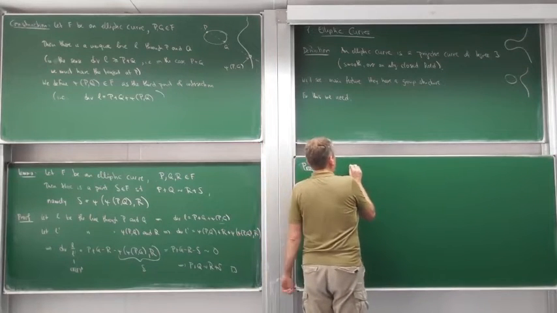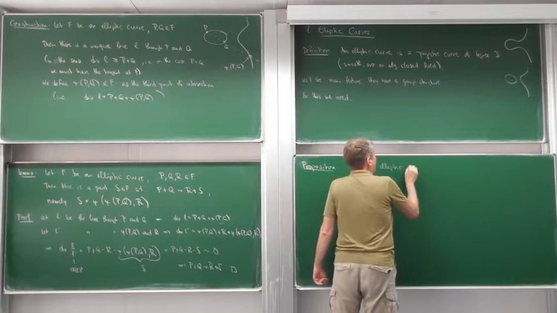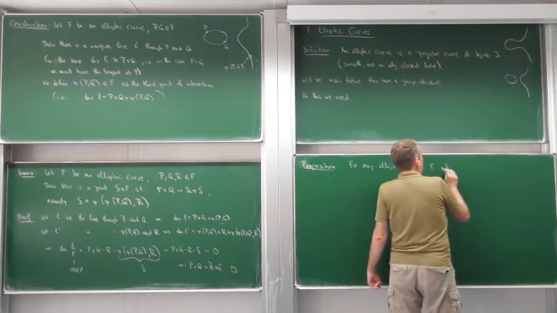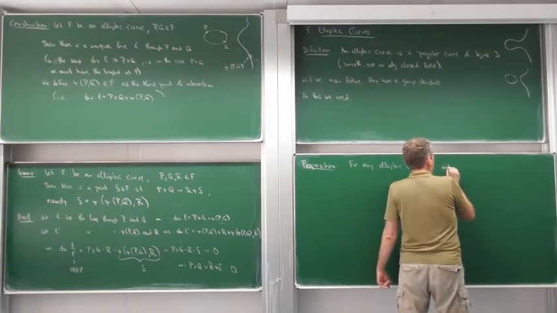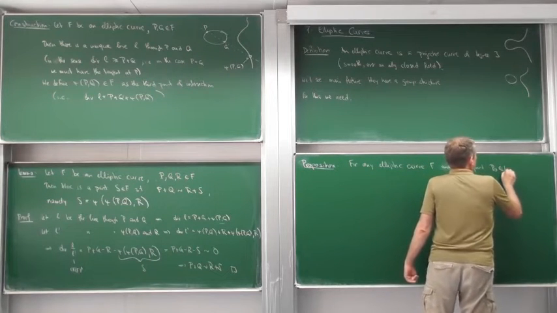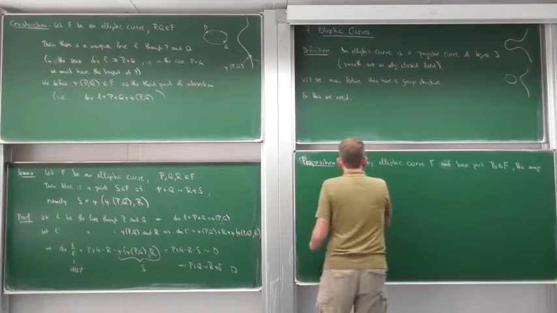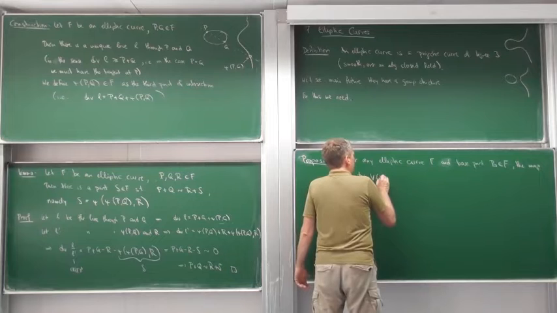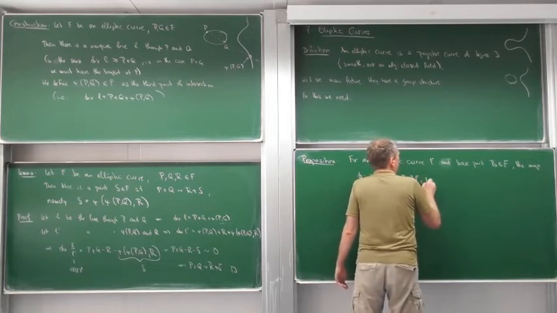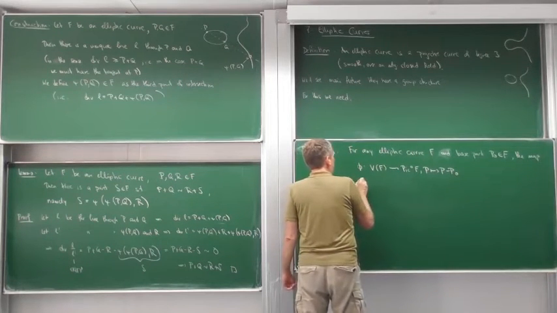The proposition is as follows. For any elliptic curve F, and chosen base point P0 in F, the map that we had before, I'm going to write it down again, phi from the points of F to the degree 0 Picard group, which sends the point P to P minus P0, is actually a bijection.